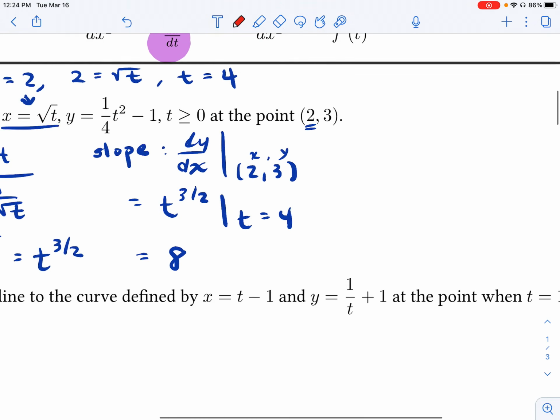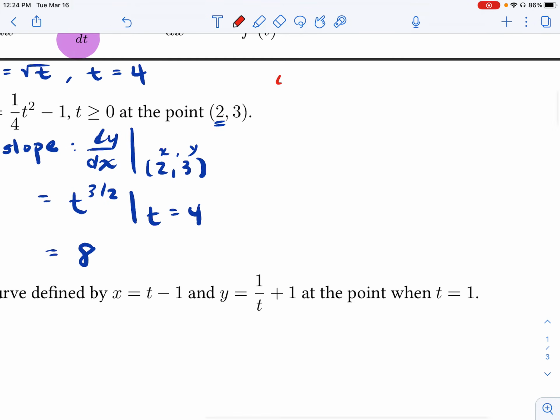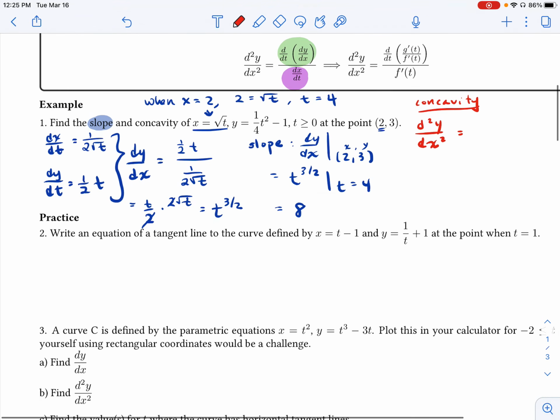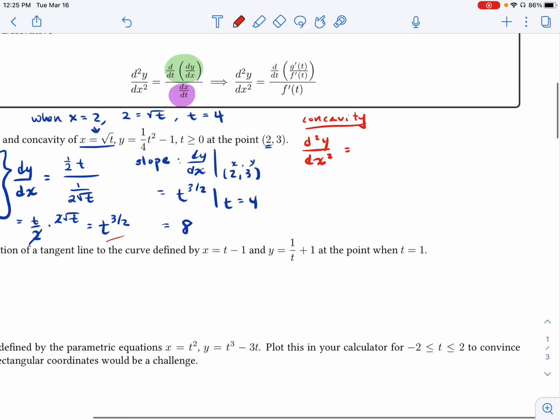Now, let's go ahead and find the concavity. I'm going to leave that there, but let's move on over to finding our concavity. Our concavity is going to be our second derivative. So what is our second derivative? Before you just go ahead and differentiate our first derivative, although we will need to do that, the derivative of our first derivative, t to the 3/2 power, is going to be 3/2 t to the 1/2. So that's the derivative of our first derivative.